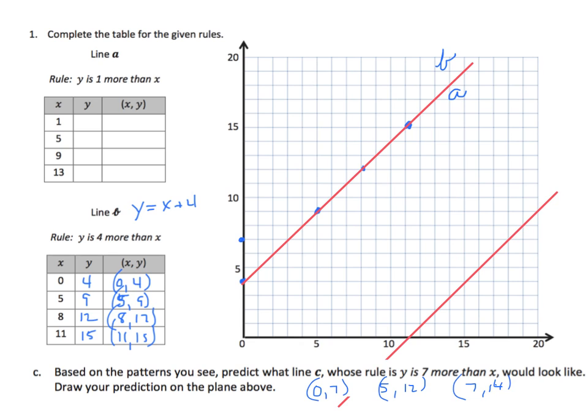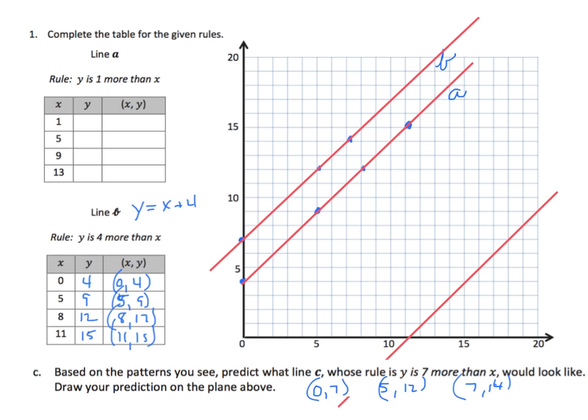And we have 5 and 12. So far, so good. Looks like it's going to be parallel. And 7 and 14. We can see that these do lie on a straight line. So all we have to do now is connect the points.